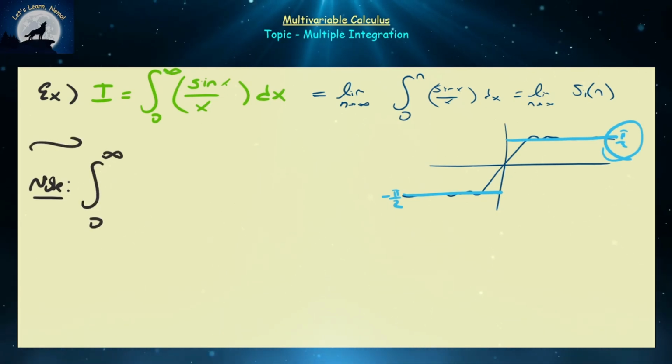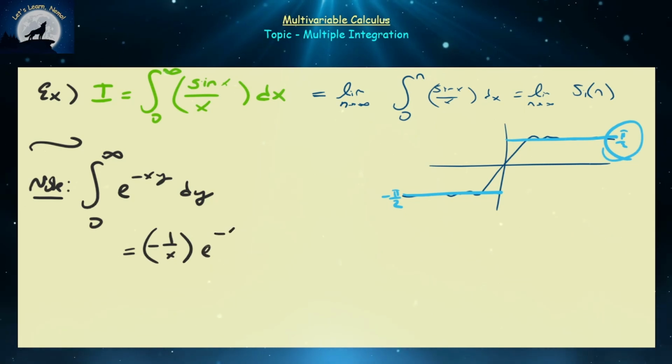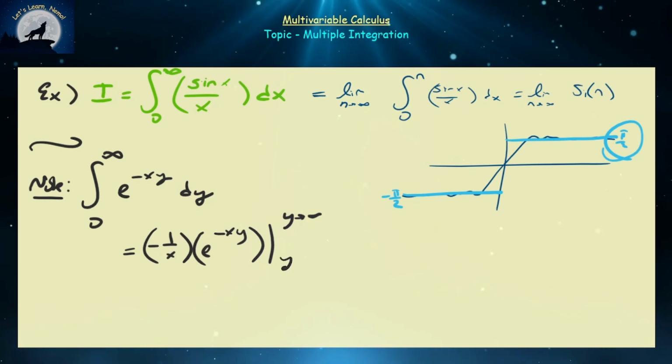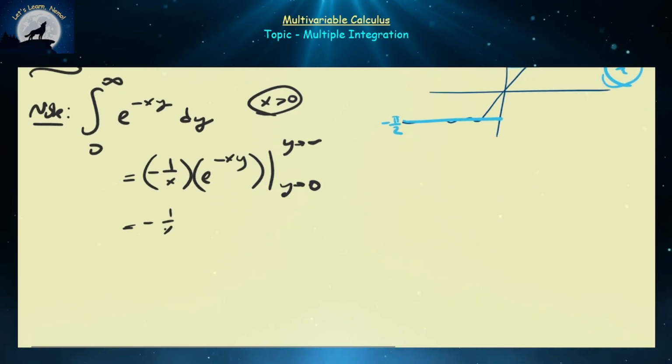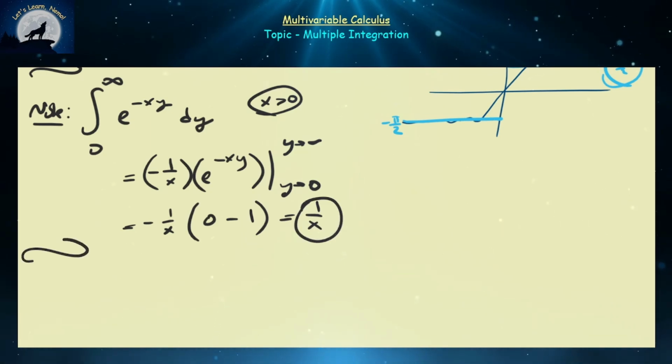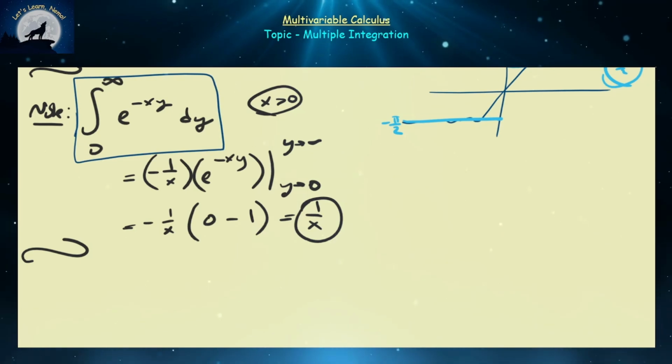If I asked you to find the integral from 0 to infinity of minus e to the minus xy with respect to y, you're going to be like, oh, well, x is just a constant, so I can treat it as 1. And you would be correct. So minus 1 over x times e to the minus xy. Here, y is going to go to infinity, and y is going to go to 0. Let's assume that x is a positive number. That means this is going to go to 0, that's going to go to 1, and we're just left with 1 over x, right? So the integral from 0 to infinity of e to the minus xy dy is just 1 over x.